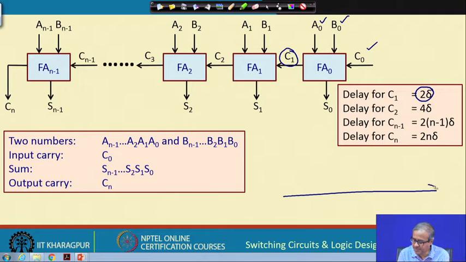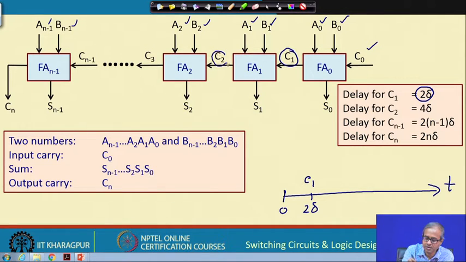So, if you look at the time, suppose this is your time. So, this is time t equal to 0. At time t equal to 0, all the inputs have come, all the inputs have been applied, okay? All the inputs and also C0. So, at a time twice delta, C1 will be generated. So, at time twice delta, this new value of C1 will be fed as an input to FA1. So, even though A1 B1 is applied earlier, the carry input is coming now at 2 delta. So, this will be requiring another 2 delta time to calculate C2.